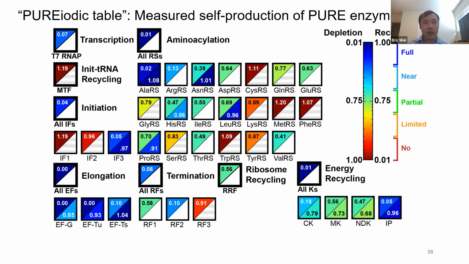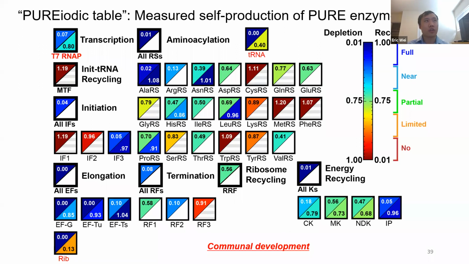So we've done about half of the enzymes, and our goal is to do at least half of the remaining ones that we want to test. And coupled with what I showed earlier in terms of what the community has already been able to show for self-production of PURE, we're setting out to complete, to show where we're at in terms of what PURE is able to self-produce.